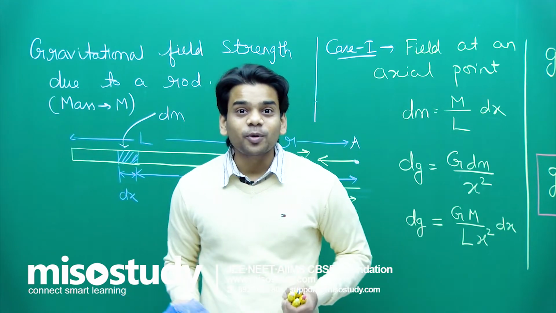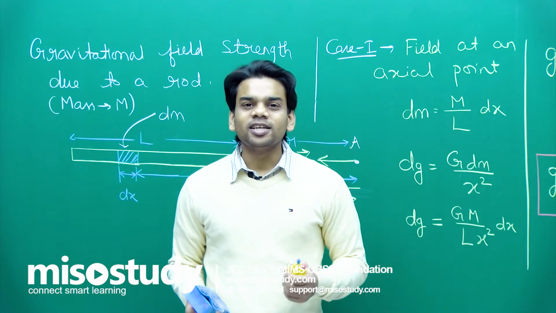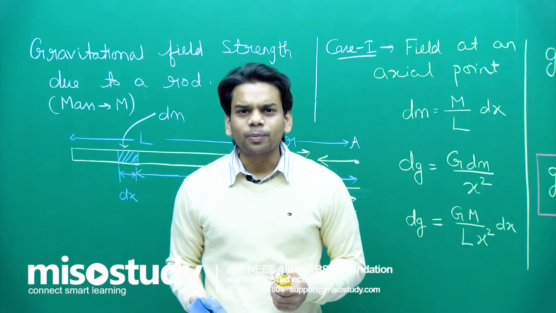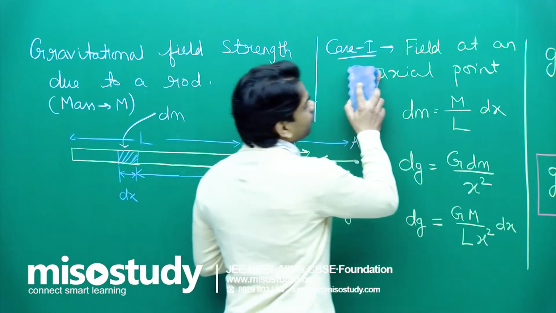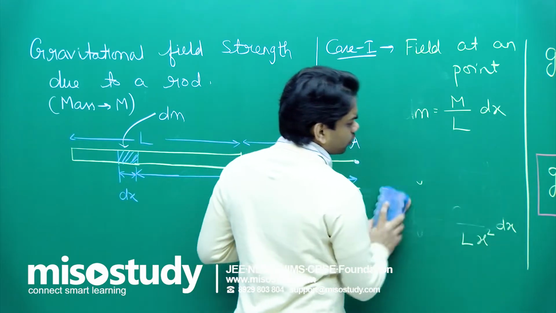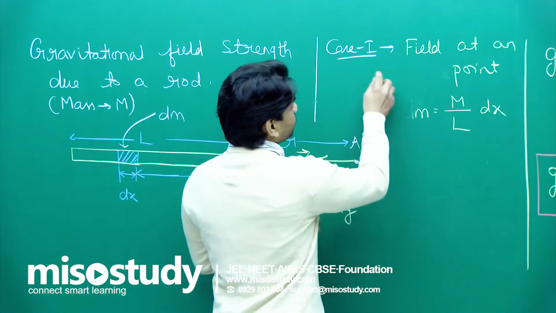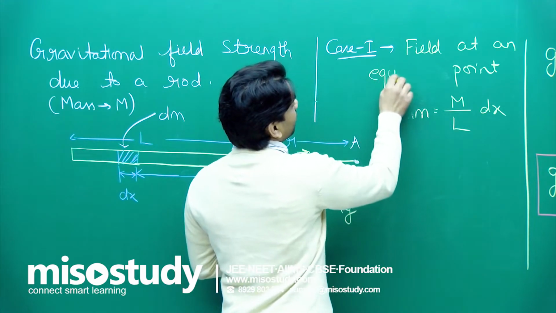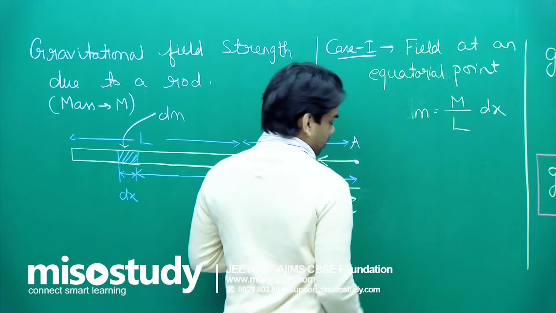Let's go ahead with the second position. Where is the other position where you can find the value of field strength? One we have done at the axial point. Can you think of the perpendicular bisector? That is also known as the equatorial point. Let's do case 2, field at an equatorial point. I'm going to rub some parts and use all the rest of the values as they are.